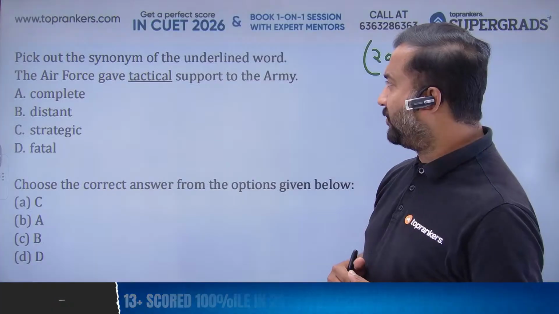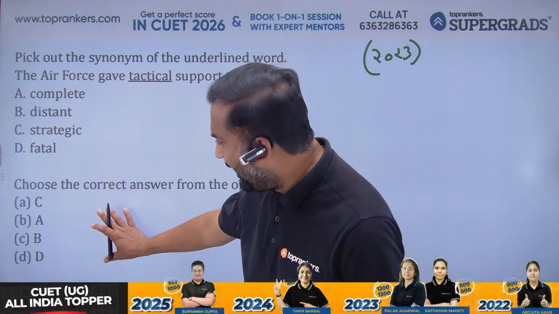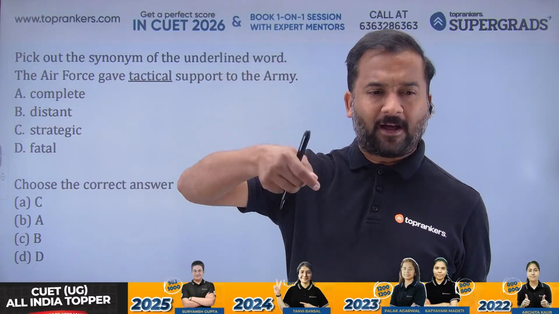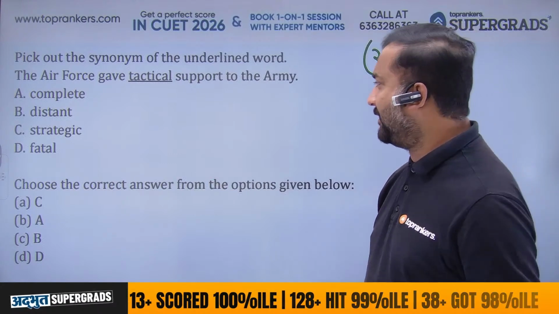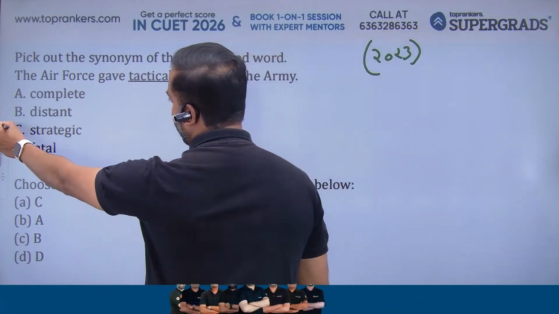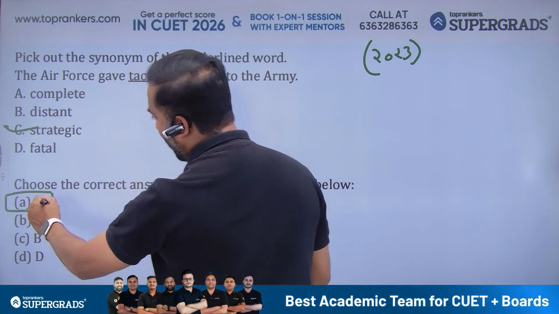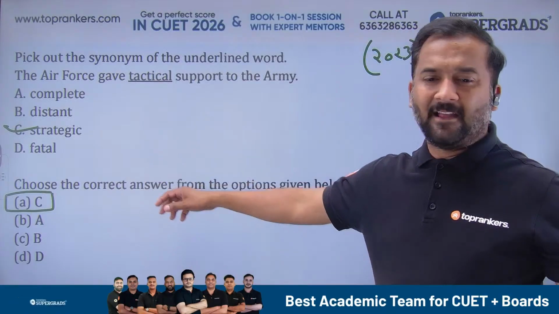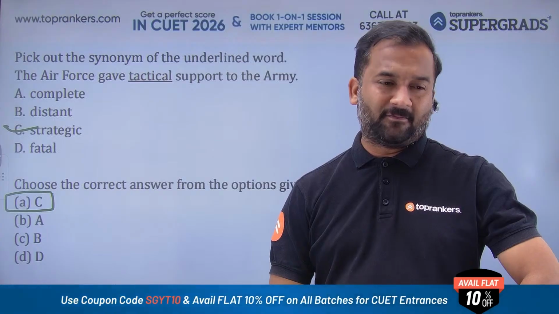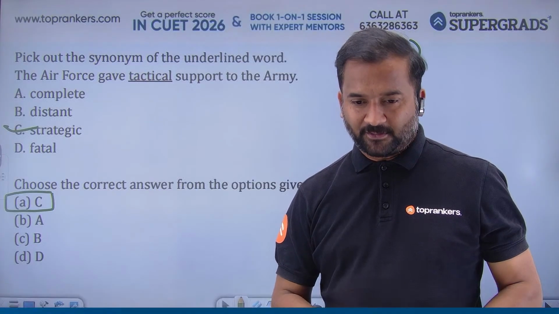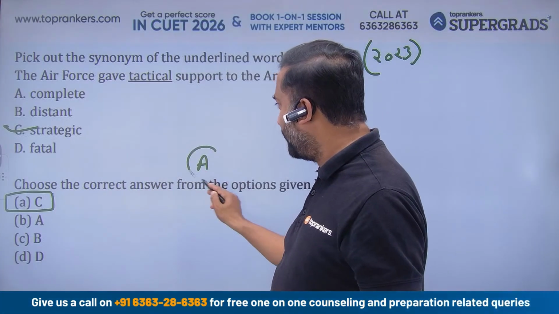Now the Air Force gave tactical support to the army. कुछ नहीं किया है यहाँ पे, सिर्फ ऑप्शंस के ऑर्डर को रीअरेंज कर दिया. सो टैक्टिकल इज स्ट्रेटेजिक. द करेक्ट आंसर इज ऑप्शन ए. जहां पर सी लिखा हुआ है गलती से आप सी मार्क मत कर देना. ऑफ कोर्स दैट वुड बी अ वेरी, that would be a big blunder, students. So for this, A must be the correct answer, students.